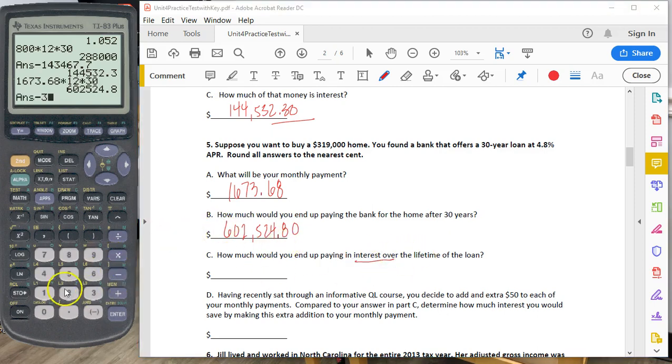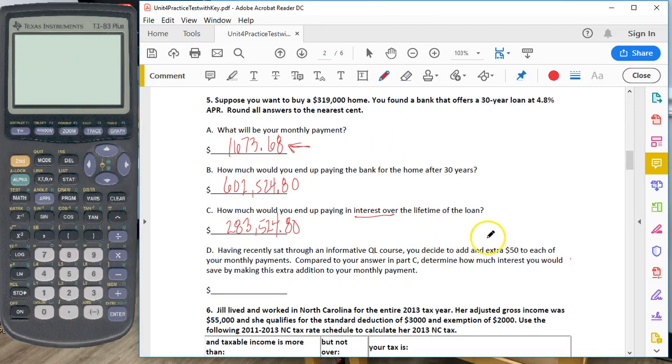Well, the note was only $319,000. So I paid them quite a bit of interest. $283,524.80. So you take the course and you decide, well, maybe I'll send them an extra $50 a month on my mortgage, and maybe that will help save me some money.